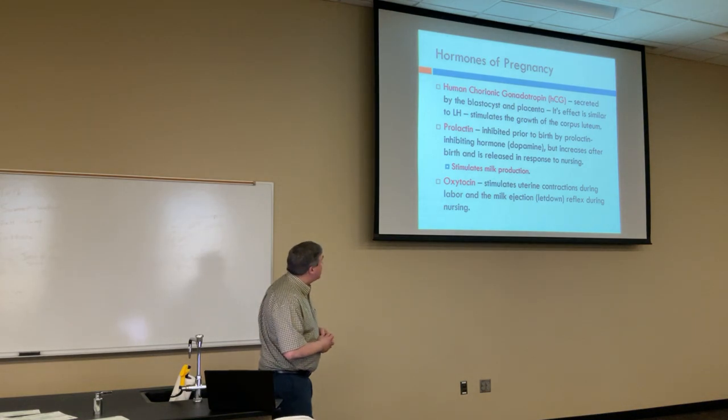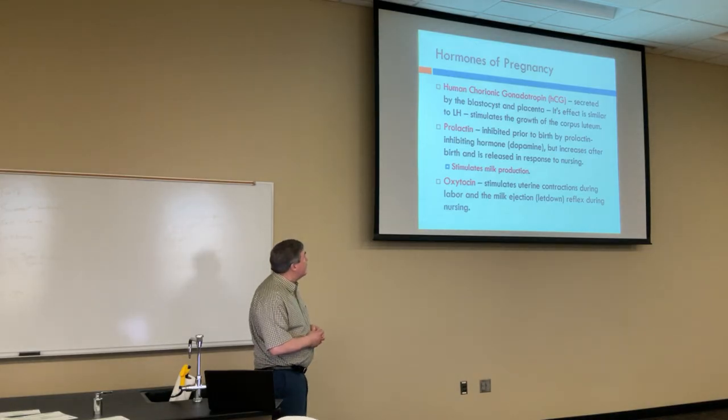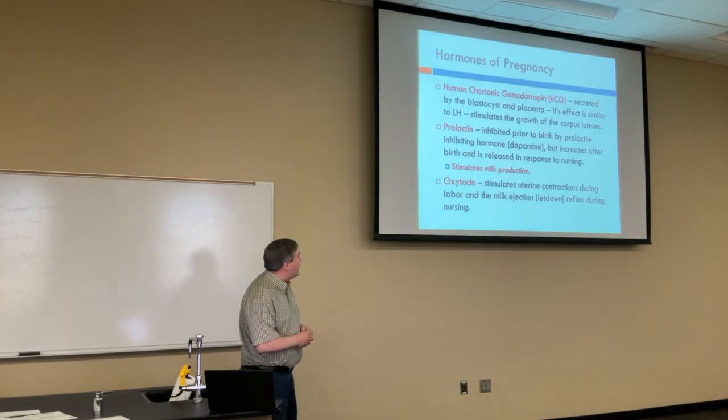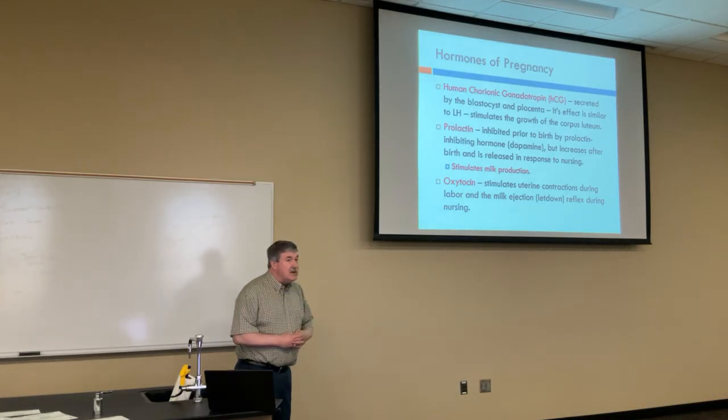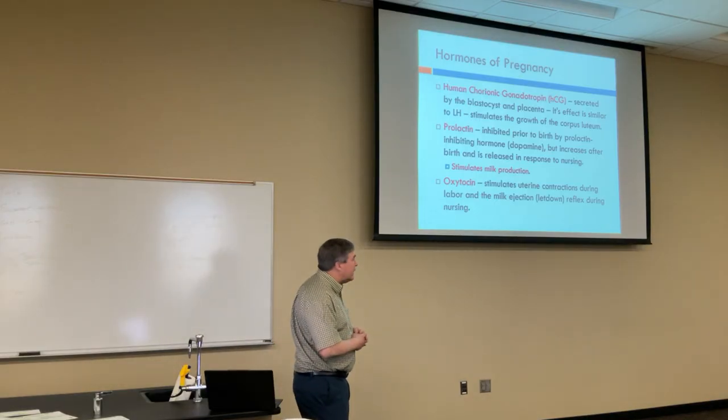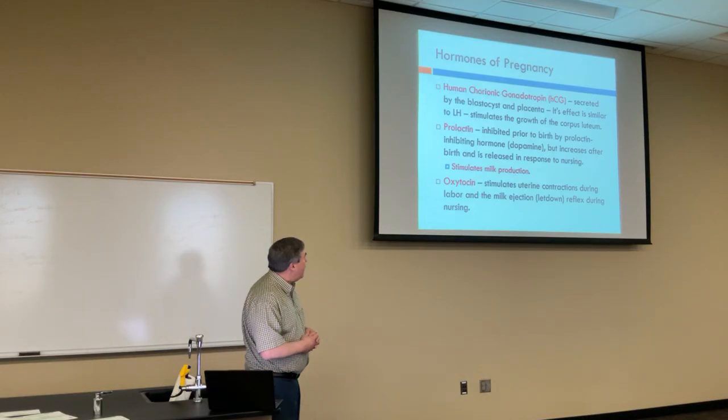Following birth, there's another hormone that's produced called prolactin. Prolactin, though, is inhibited prior to birth by prolactin inhibiting hormone, but after birth, it's released in response to nursing. And prolactin stimulates growth of the glandular tissue in the mammary glands, and it stimulates milk production.